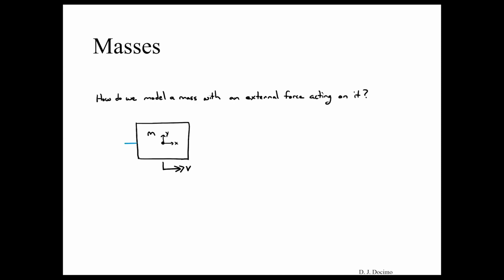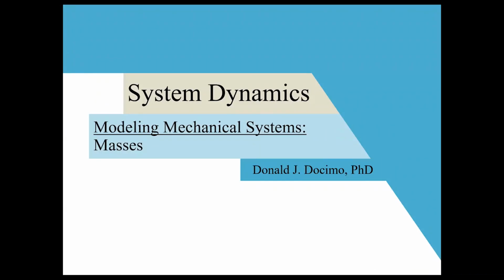So how do we model a mass with an external force acting on it? If we have our mass, m, and two forces acting on it, F1 pushing it in the right direction, the same direction as our velocity, and F2 pushing it in the opposite direction, we can have m v dot equal to F1 minus F2. And that's all we need to do to model a mass. That's going to cover masses.